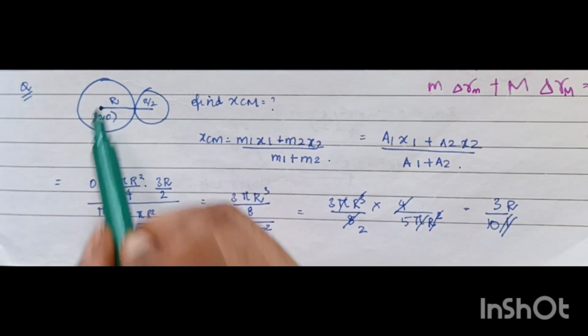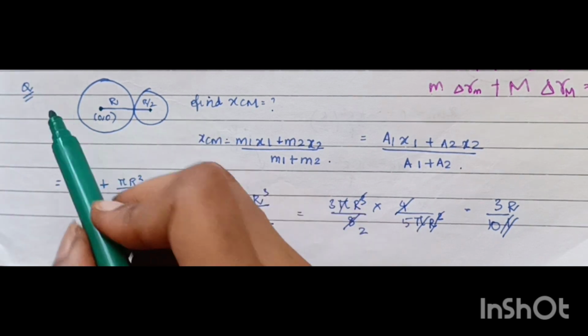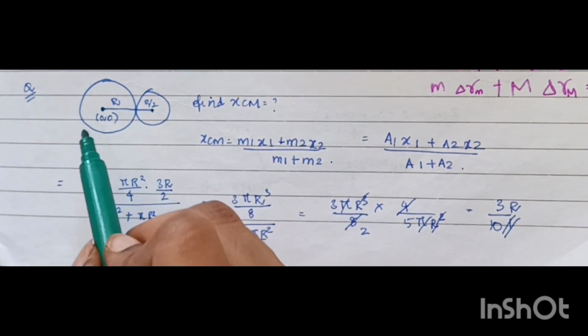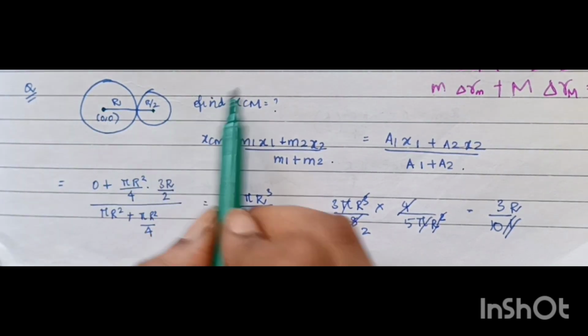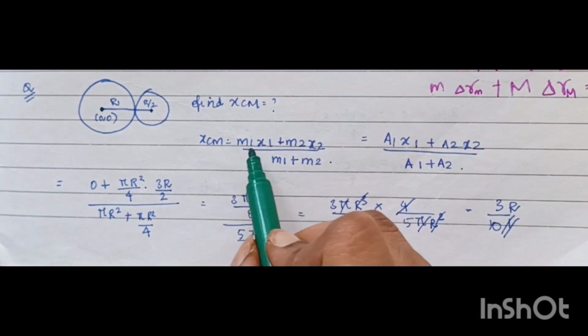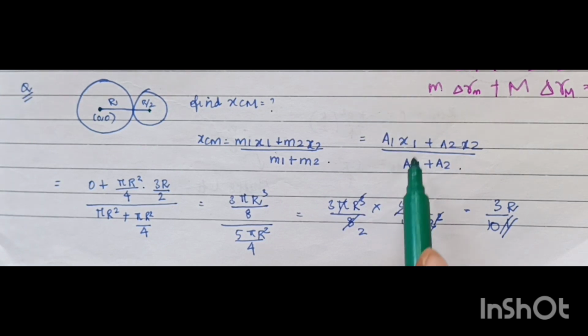So this is the center of mass of this disk, and this is the center of mass of this small disk. So I'm assuming this point as 0 comma 0 in the axis system, and from this I have to take the points. Now I have written (m1 x1 + m2 x2) / (m1 + m2) equals (a1 x1 + a2 x2) / (a1 + a2).